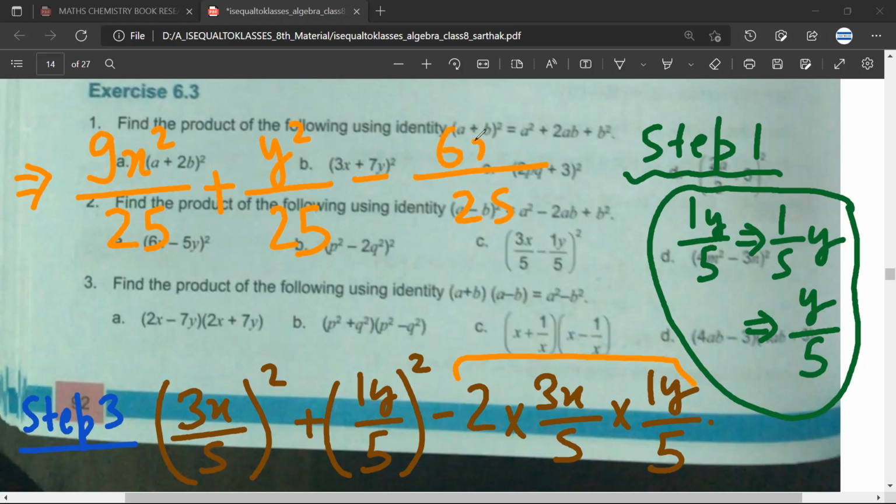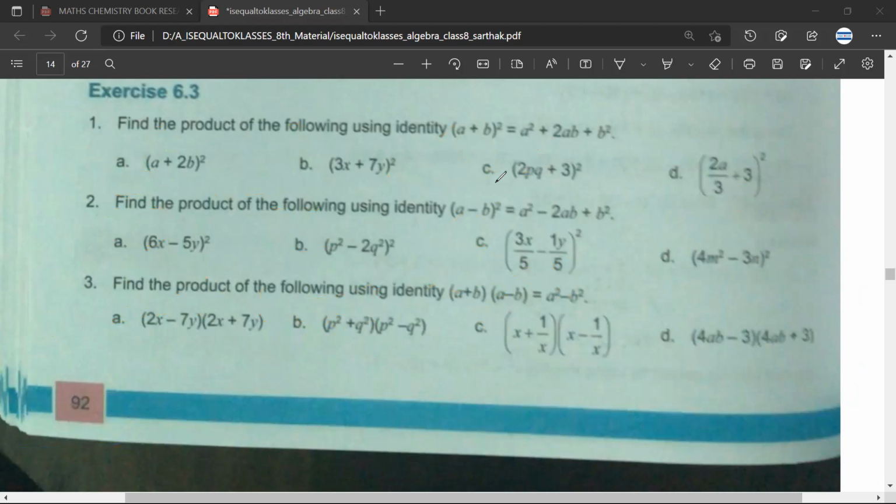6xy upon 25. Any doubt? No, sir. So this is our final answer. You can leave the answer like this. Otherwise, if you want, you can write it the other way; your textbook may have mentioned it like this also. Whatever you want to write, you can write. Both are okay. Any doubt, Mr. Sarthak? No, sir. So carefully write step 1, step 2, step 3. Don't miss any step.